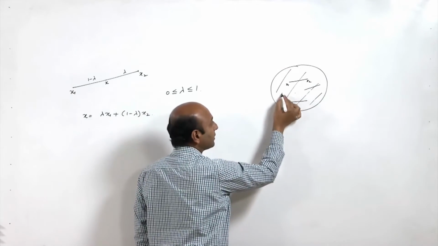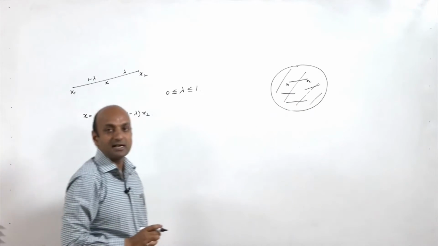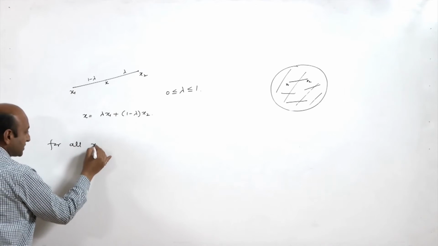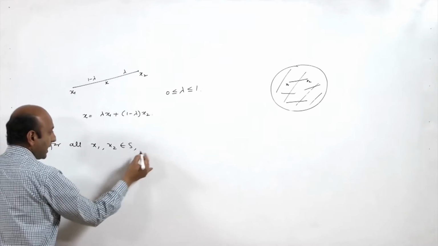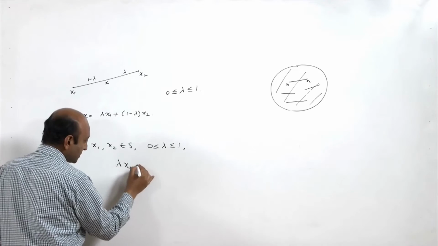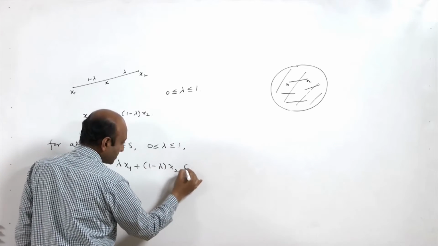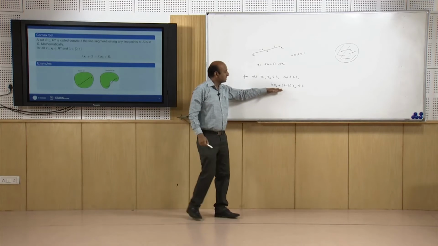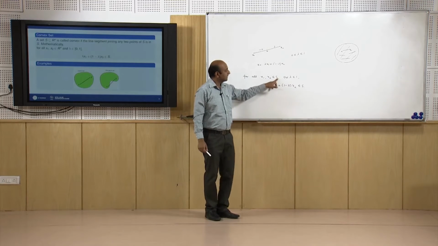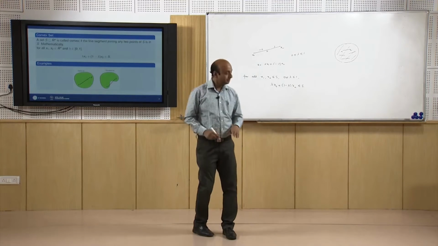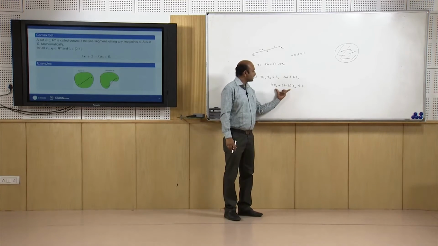You take any 2 points here. So, the line segment joining these 2 points must be inside this region. That means for all x1, x2 in S and lambda between 0 and 1, the lambda x1 plus 1 minus lambda x2 must be in S for all x1, x2 in S. Okay. So, if this result holds for all x1, x2 in S, lambda between 0 and 1, this means the set is convex. Okay. Now, sometimes we call it the convex linear combination of x1 and x2.